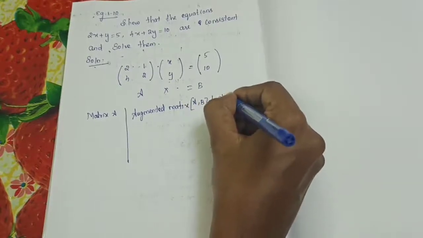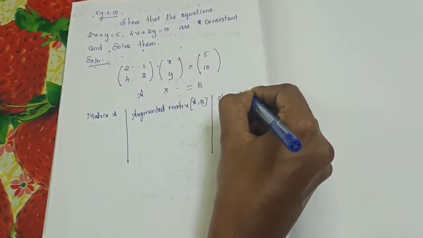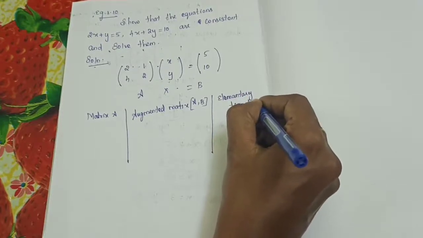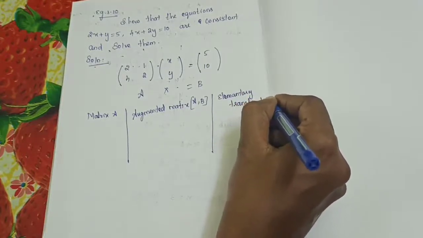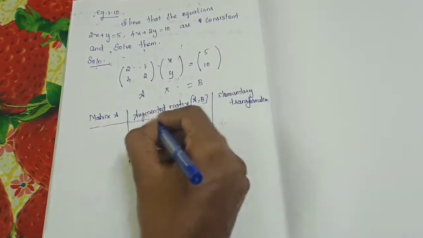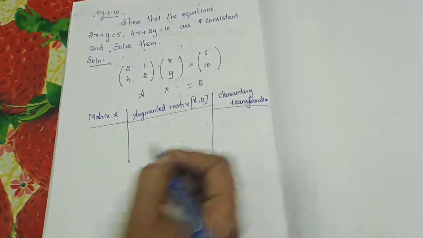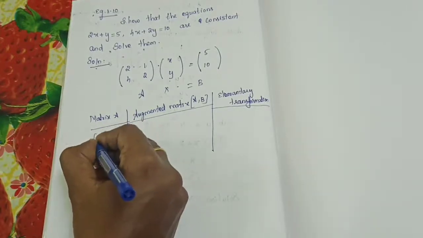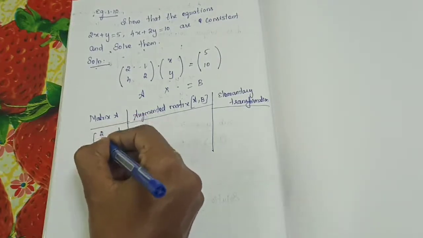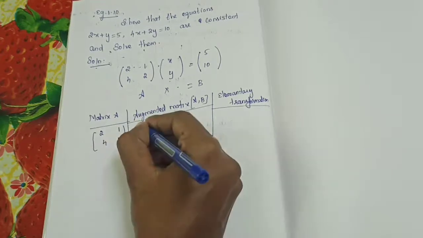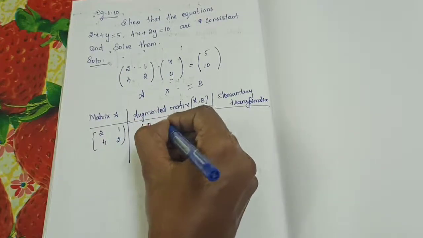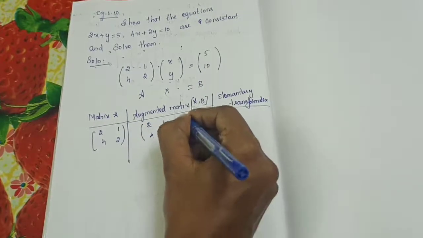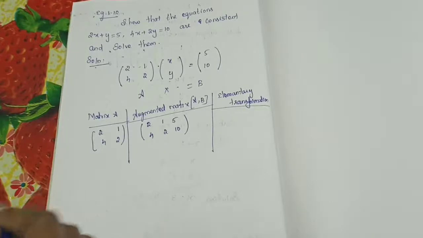Next one is elementary transformation. Okay. First, what will you do? You'll write the given matrix, is it right? 2, 1, 4, 2. Then AB means the augmented matrix, that is 2, 1, 5, and 4, 2, 10. So you know, is it right?